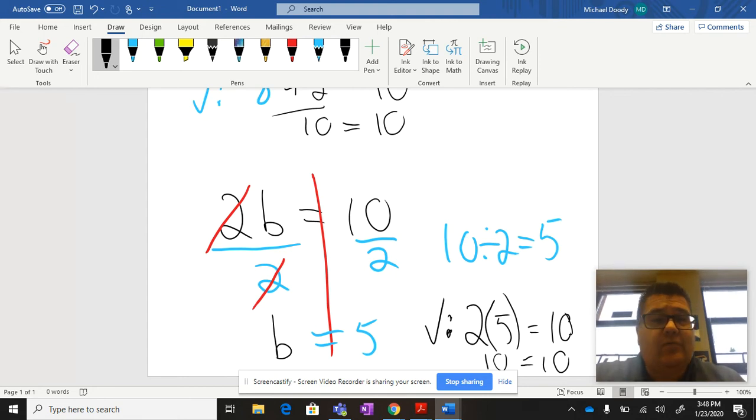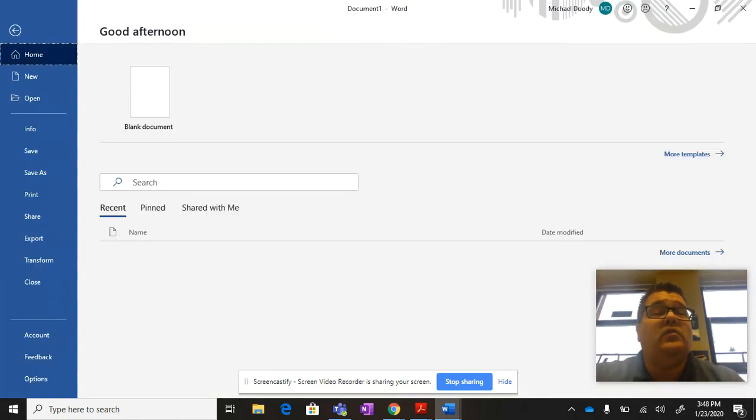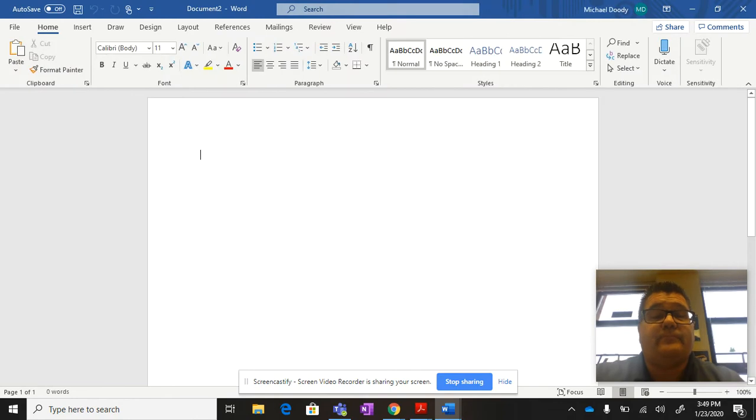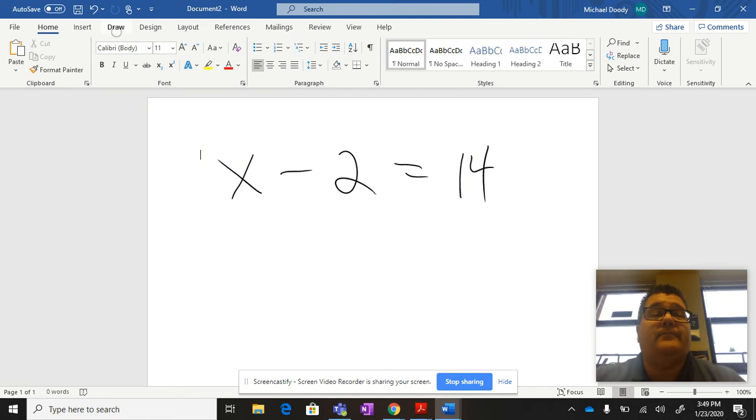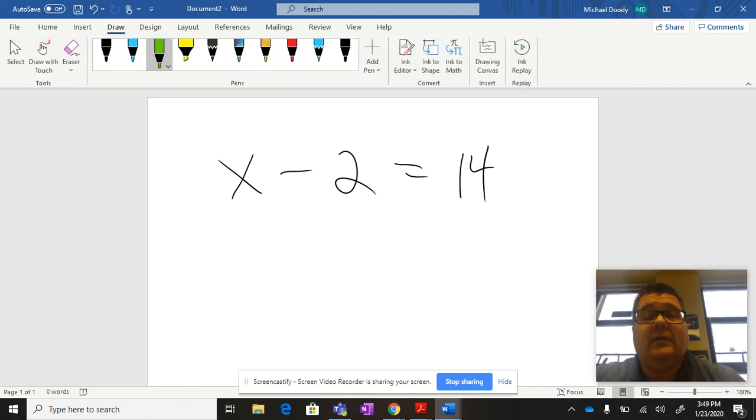We can do that with subtraction too. I'm going to get a new sheet right here. What if I had x minus 2 equals 14? How do I get x by itself? Well, I see x on the left. I have a minus 2. What's the opposite of subtraction? Addition. So I'm going to add 2 here.